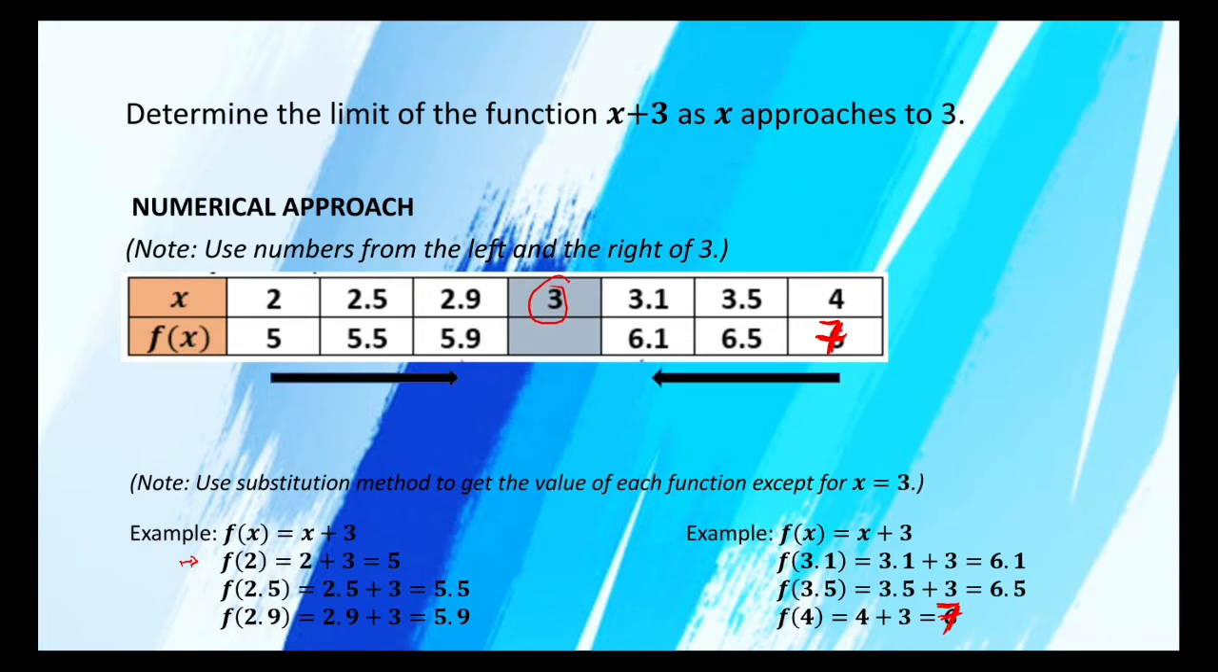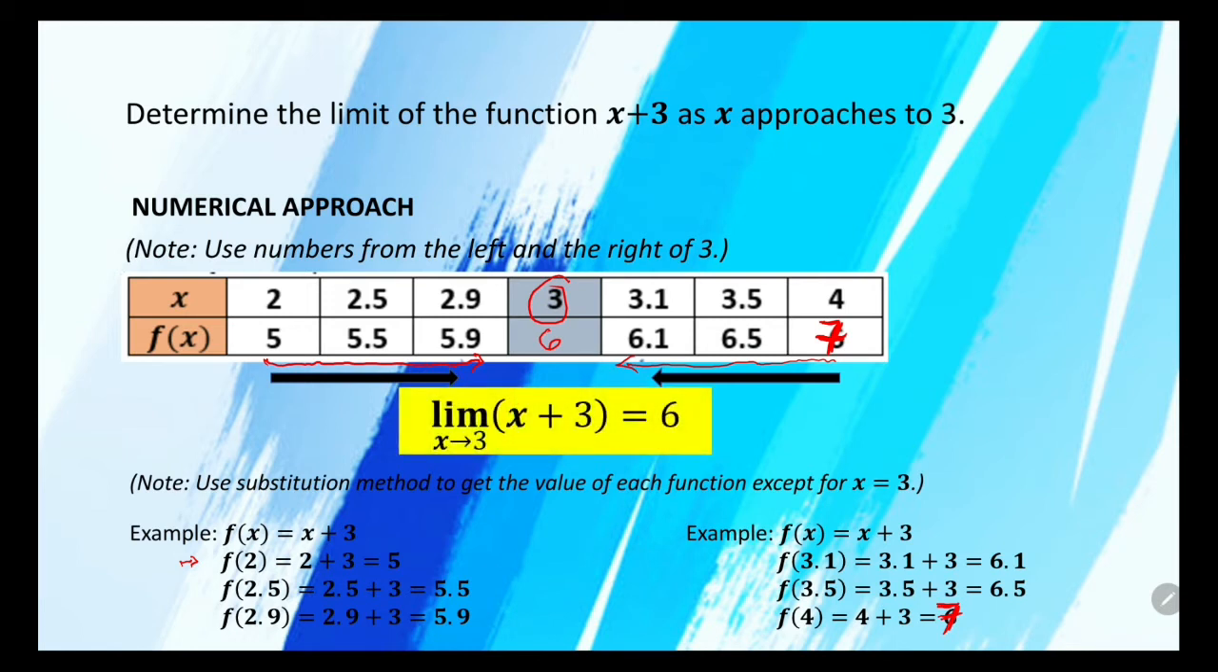If you notice, from the left of 3 and from the right of 3, it becomes clear which number the values are approaching at exactly 3, without solving or finding the value of f of 3. From the left, the values go from 5 to 5.9, and from the right side, from 7 to 6.1. Where do you see them going? You can check that the answer is approaching 6. So, therefore, the limit of x plus 3 as x approaches 3 is equal to 6.